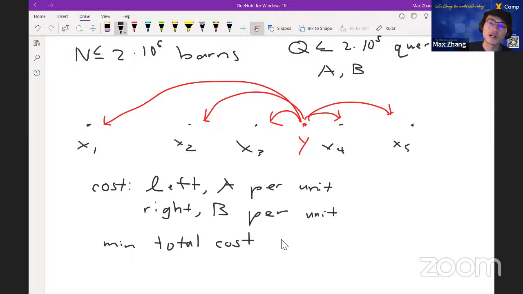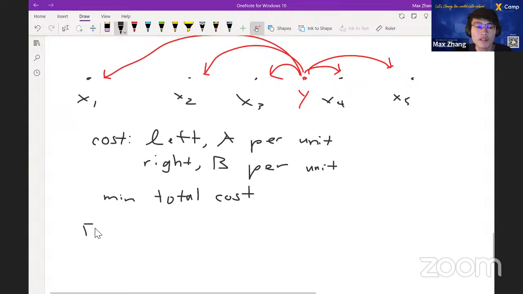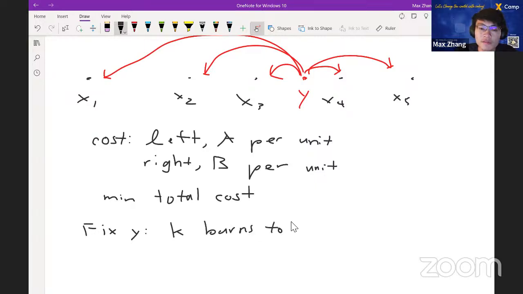Okay. So how can we approach this? Well, we have this cost here. I think it would be good for us to write out the exact cost function. So let's say we fix y. And after fixing y, let's say there are k barns to the left and n minus k barns to the right.